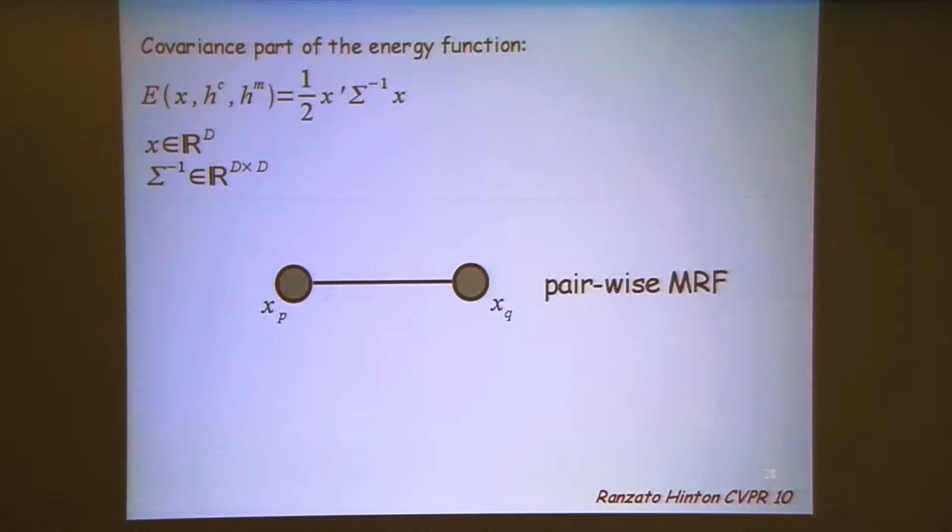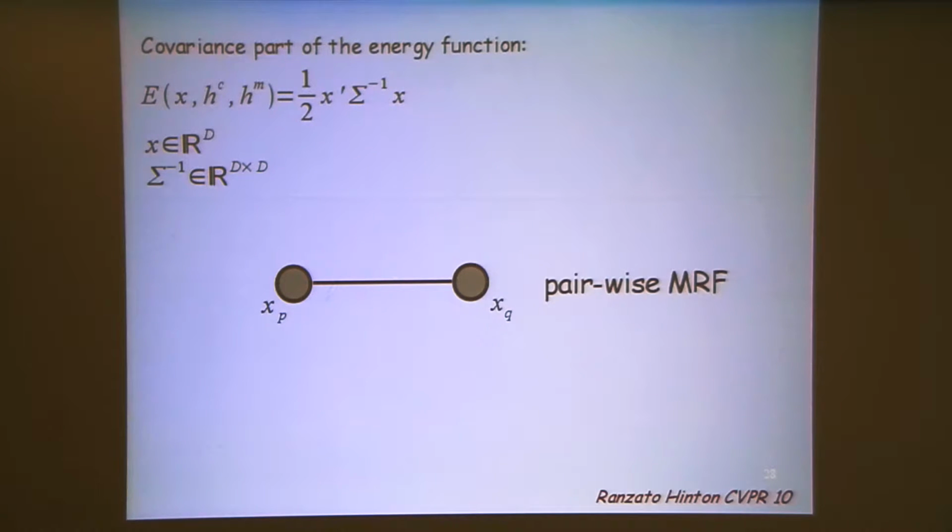So let's build the energy function incrementally, okay? We start with a pairwise Gaussian MRF, where the energy function is a function of the input and the two latent variables, but for now we are not using them, it is simply a quadratic, okay? And so this means that you have a Markov random field where the coupling between every pair of pixels is given by the entries of this inverse covariance matrix.